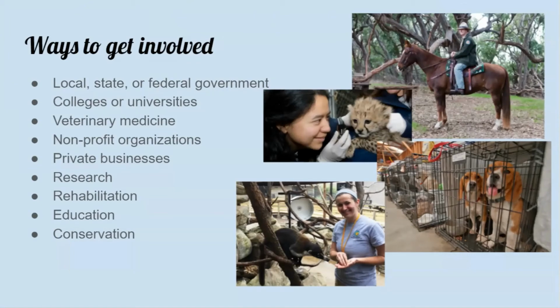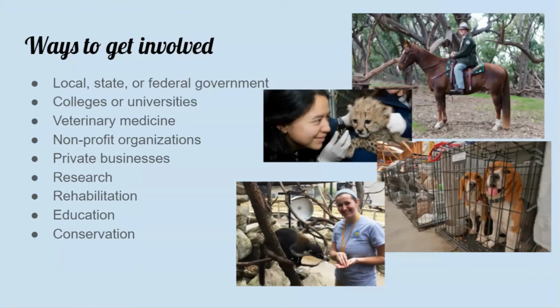Some good places to look for job postings. And while you might not be ready to apply just yet, you can always bookmark them to get a better idea of what sort of education or experience you need for that type of job. You can look at local, state, or federal government positions in agriculture, animal control, environmental science, or within the parks departments. Colleges and universities are also great resources.